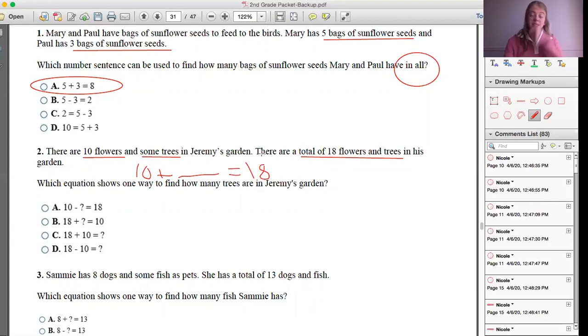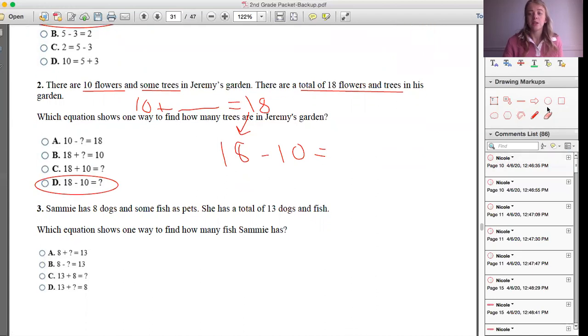Remember, when we have a some more problem, you need to make sure that you are subtracting. So your number sentence, you're going to start with your total. And again, some more, you subtract. So you should have marked D. I think you guys can also answer that problem as 18 minus 10 is 8. So when you put it back into the original problem, 10 plus 8 equals 18.